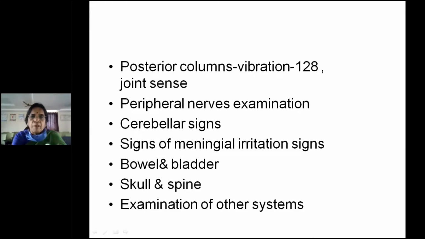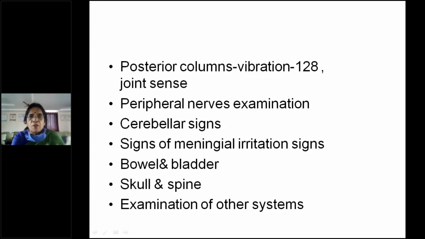Next, peripheral nerve examination. Peripheral nerve examination means you must palpate the peripheral nerve. Usually you can test the ulnar nerve at the elbow joint, and the popliteal nerve or any peripheral nerve. Check whether there is any thickening of the nerve, whether there are any abscesses, and whether you can make out irregularity in the surface. Then on that particular segment, you have to test for touch, pain, and temperature. So this is the peripheral nerve examination.